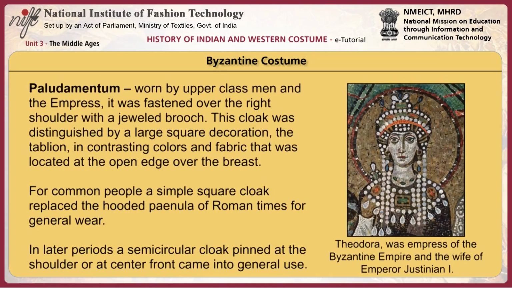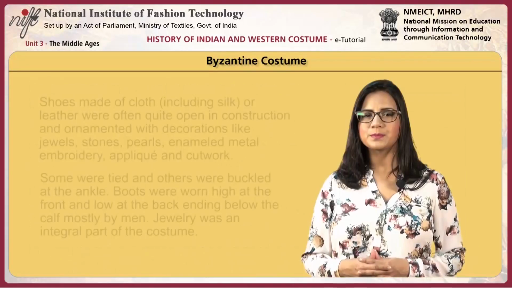The paludamentum was worn by upper-class women and the empress. It was fastened over the right shoulder with a jeweled brooch. This cloak was distinguished by a large square decoration, the tableon, in contrasting colors and fabrics that was located at the open edge of the breast. For common people, a simple square cloak replaced the hooded pinula of Roman times for general wear. In later periods, a semicircular cloak pinned at the shoulder or at center front came into general use.